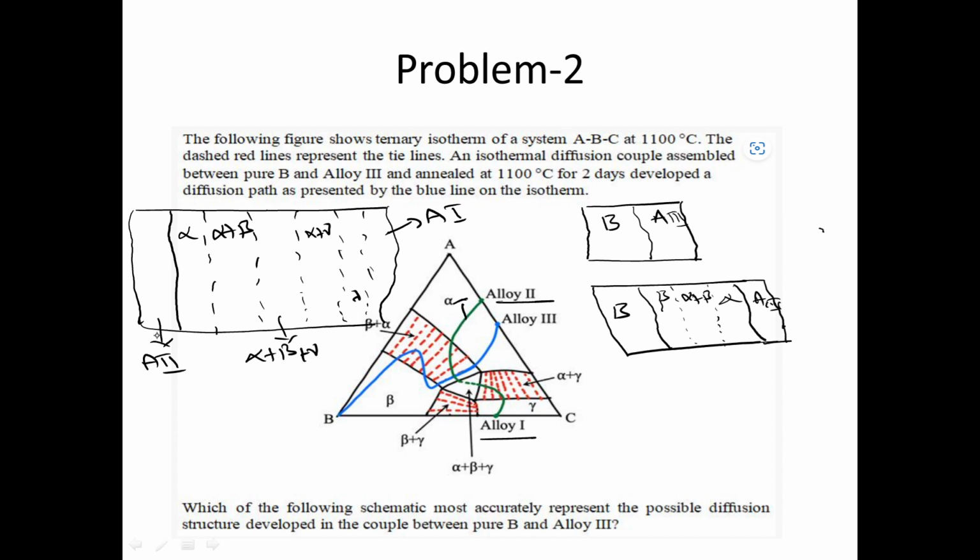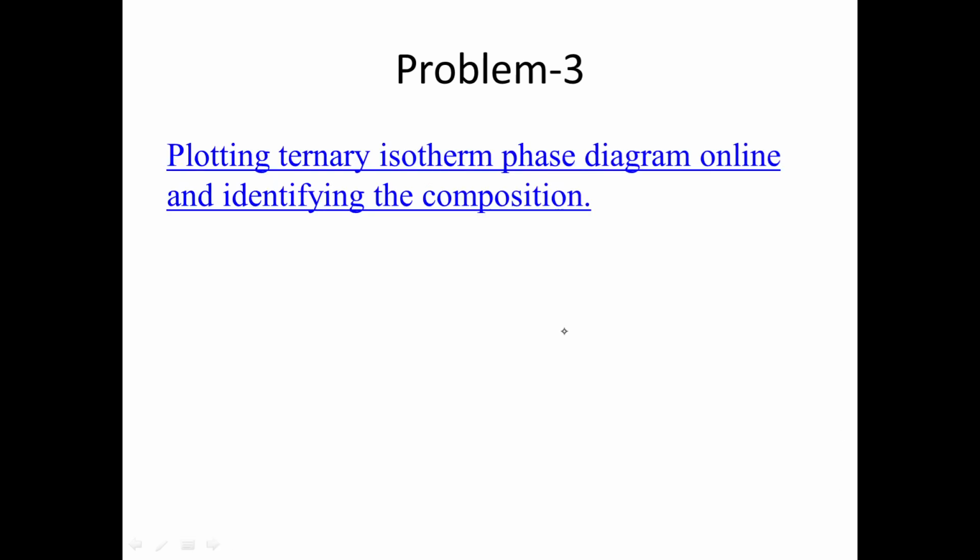Yeah. So these are the phases that are formed from alloy 2 to alloy 1. First it is forming alpha plus beta, alpha plus beta plus gamma, alpha plus gamma, gamma phase, and finally it is entering into alloy 1. This is the kind of microstructure that we will be forming between alloy 2 and alloy 1. Next question. This problem we will take at the end of this session, where we will plot the ternary isotherm diagram online and identify the different compositions.